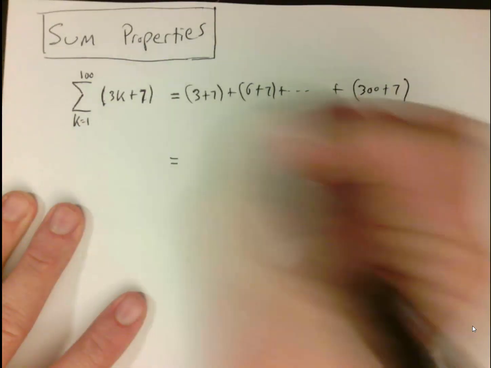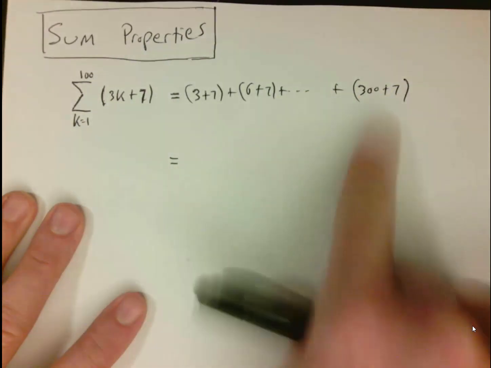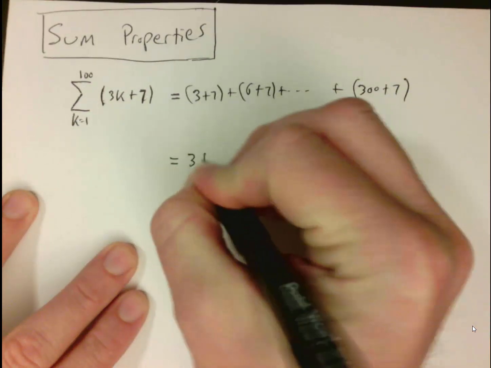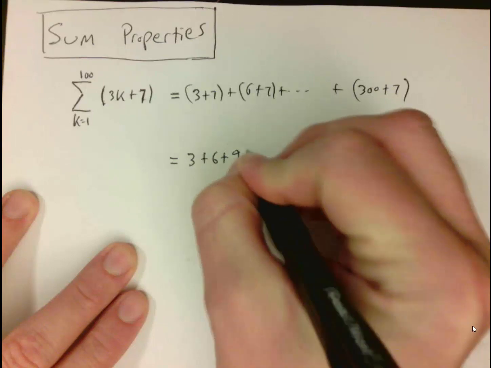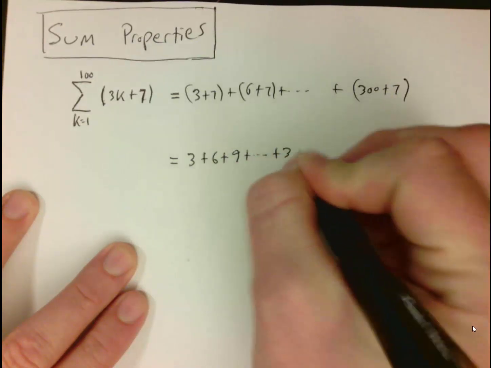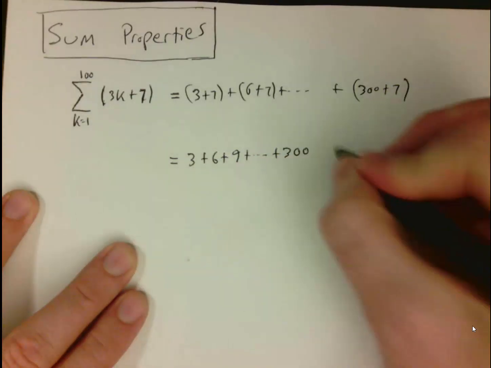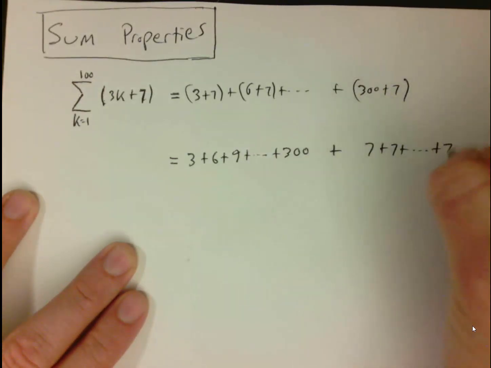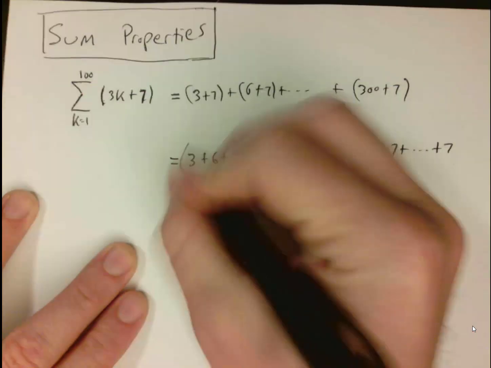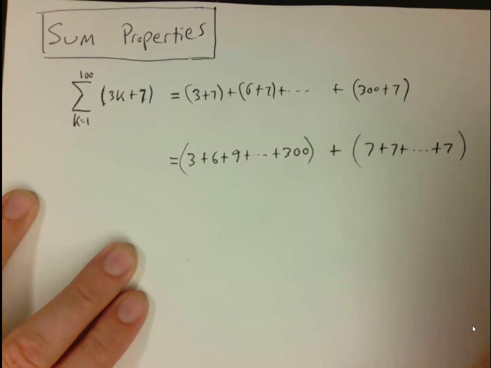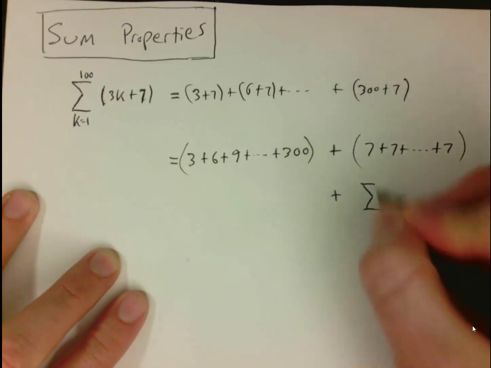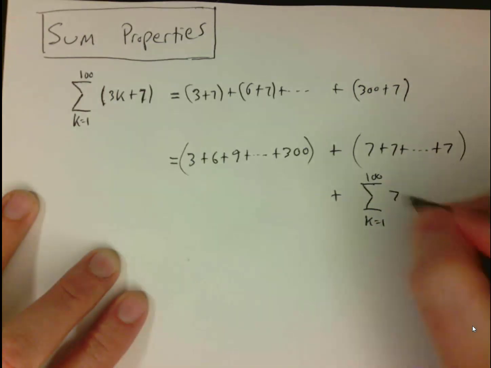So let's notice a couple things. First, we could take all of the 7s and rewrite them over here. So I'd have 3 plus 6 plus 9, blah, all the way up to 300. And then all the 7s I'd write over here. And so now I've got two summations. So this one I could already write as the sum of k equals 1 to 100 of 7.